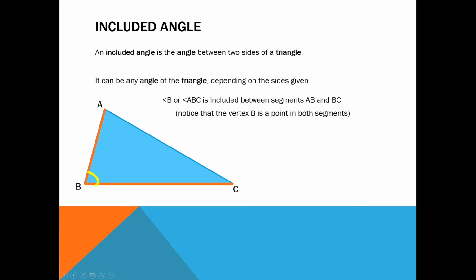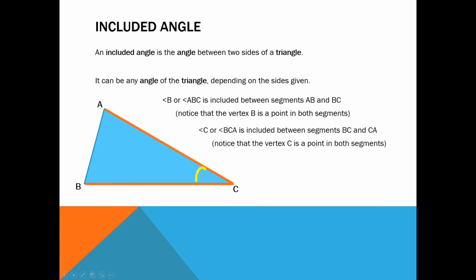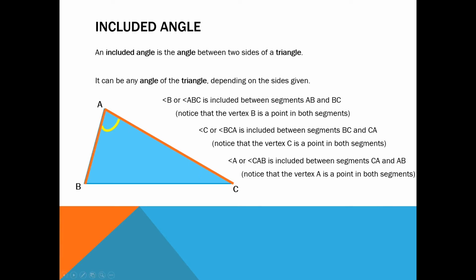I can also look at the following example. In this example, I see that angle C, or angle BCA, is included between segments BC and CA. So when I'm looking at the angles of the triangle, essentially, I'm just isolating one particular angle. I would say there's a side, the angle that connects them, and then the other side. And our final example would be angle A, or angle CAB, is included between segments CA and AB.